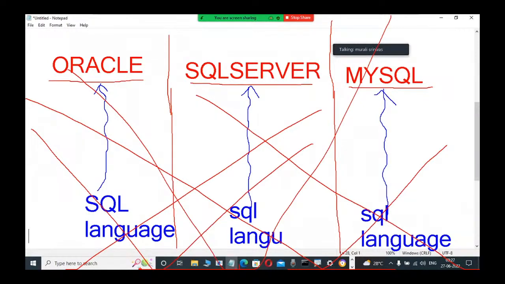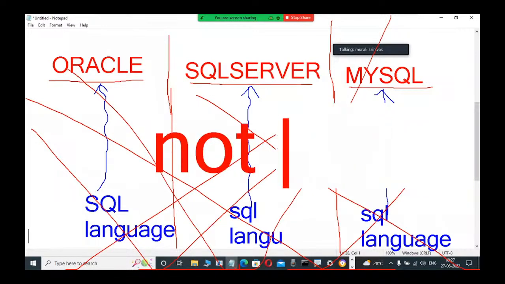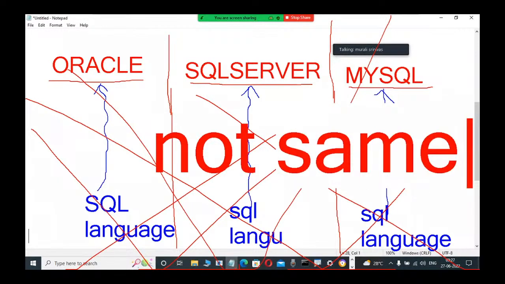But unfortunately, that is different. Yes, those four or five commands are the same, but all SQL languages are not the same. Very, very important: not the same. These SQL languages are different. How do you understand that concept? There is a simple technique for it. What is that?